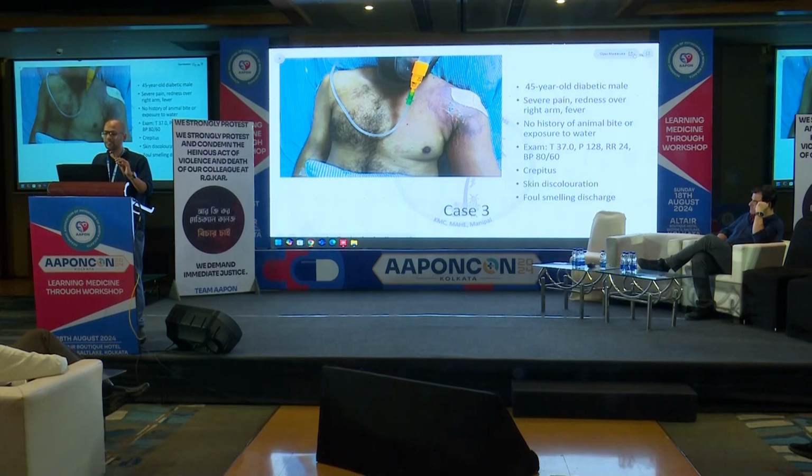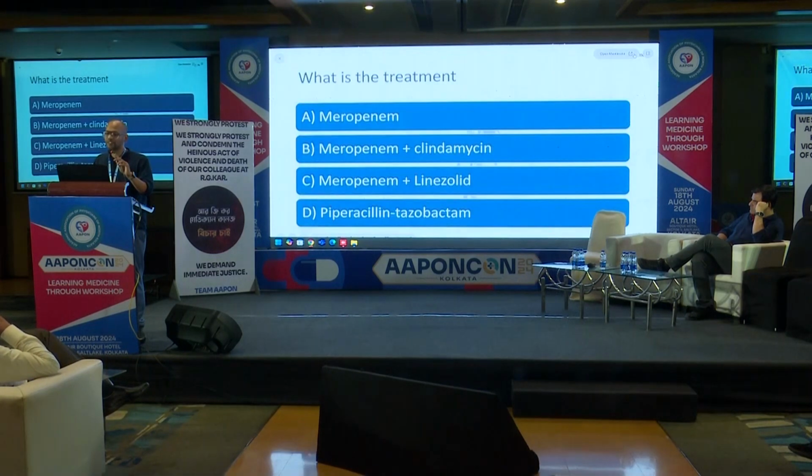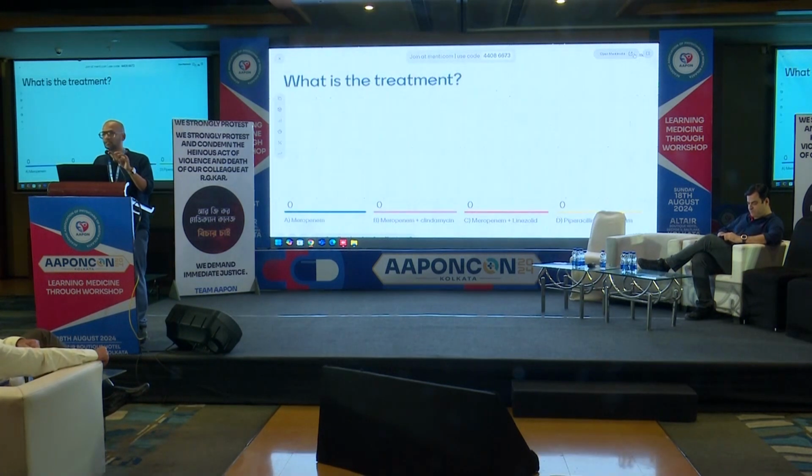And you see the patient is critically ill, has hypotension, tachycardia, tachypnea. And there is crepitus on examination, skin discoloration, and foul smelling discharge. Now the question is, what is the treatment here? Now, basically, I'm directing you towards a complicated skin and soft tissue infection. This is very likely to be a necrotic soft tissue infection. So what would be your treatment of choice in this case? Meropenem, Mero plus Clinda, Mero plus linezolid, or piperacillin tazobactam would be good enough. Please type in your answers.